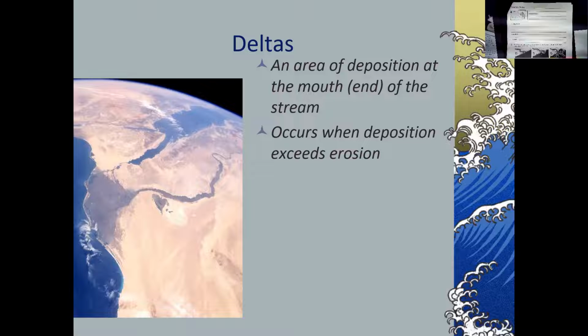So these deltas, again, they're always at the mouth of a stream. Do you guys remember what shape a delta is? Triangle or a V, depending on which way you're looking at it, but it makes a triangle at the end of the river. This occurs when deposition exceeds erosion. What does that mean? Deposition exceeds erosion.